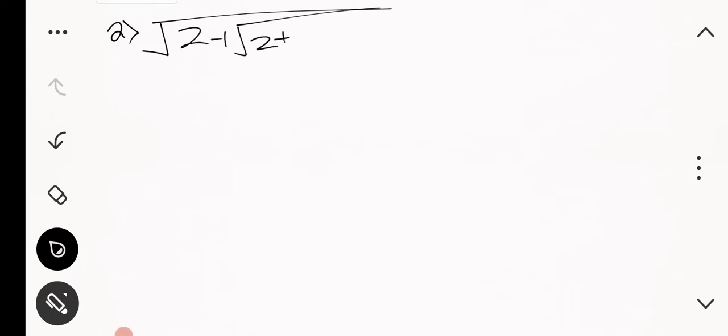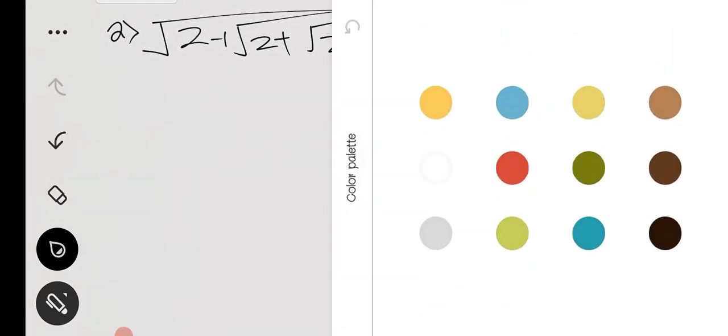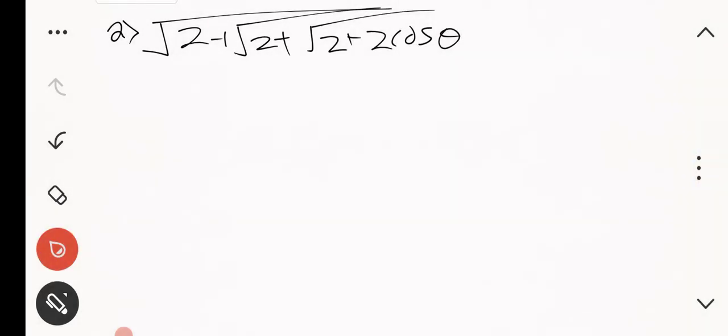The next question is a passage based question. Sorry, the second question is root over 2 plus under root 2 plus under root 2 plus 2 cos theta. Now this is the question, let's solve this. Okay, which is an interesting question.